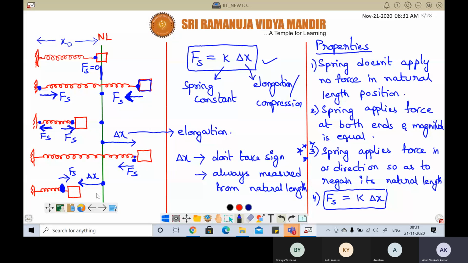I hope you understood. So, properties. First property: spring doesn't apply any force in natural length position. Second: spring applies force at both ends and the magnitude is equal. Third: spring applies force in a direction so as to regain its natural length. And the last one is the magnitude of the force. Now I'll explain what the spring constant means.